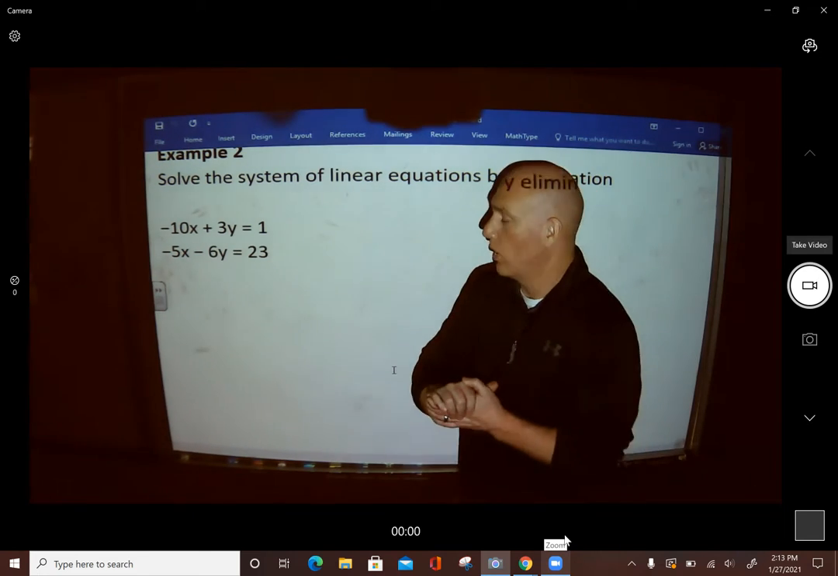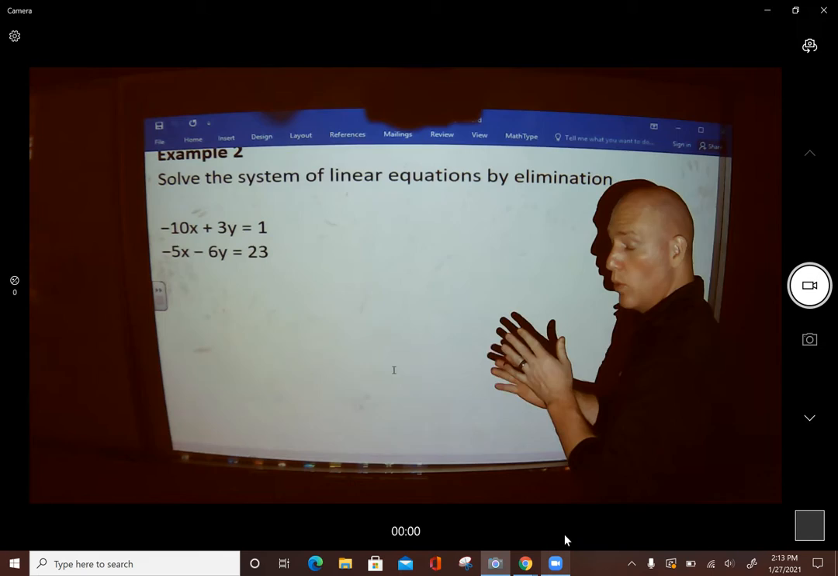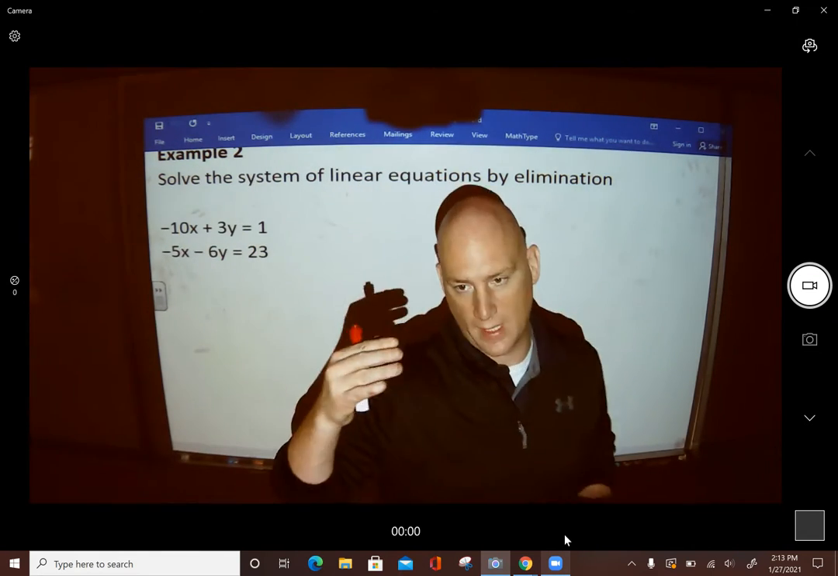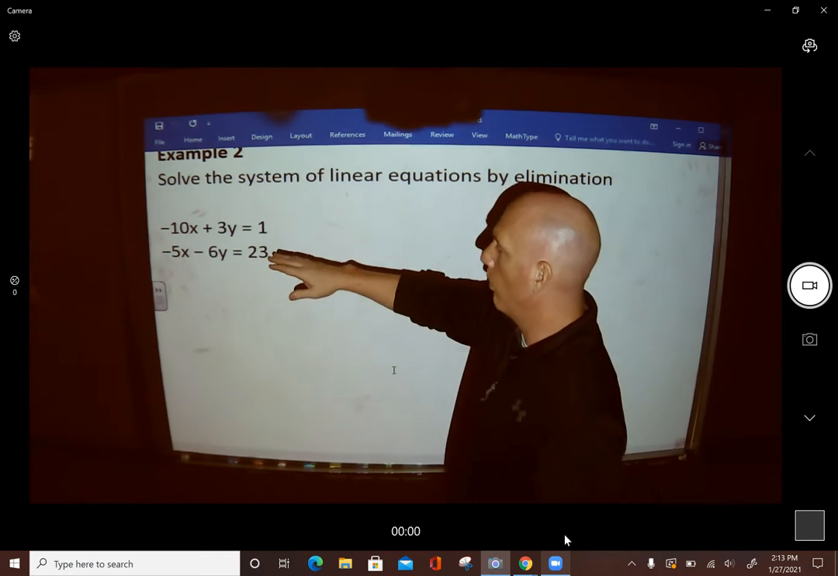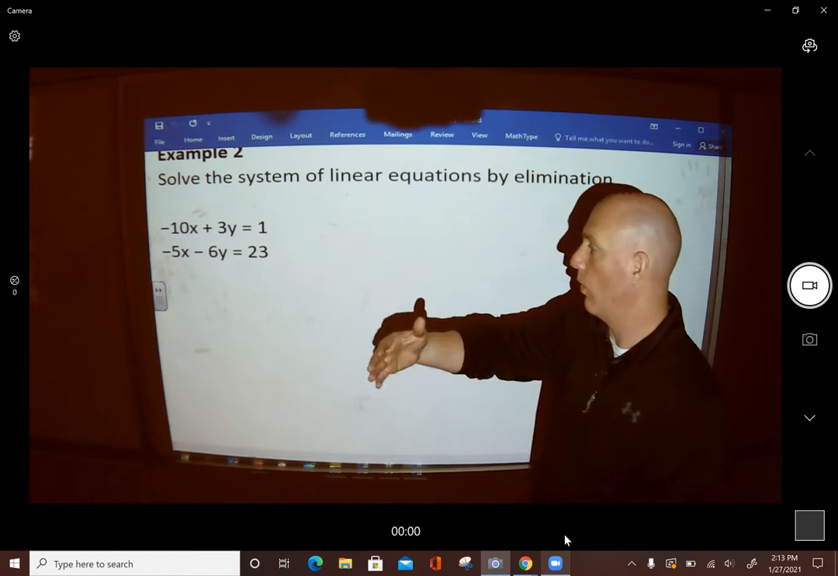Hey guys, so this is going to be example 2 for 5.3. Now this one's a little bit different. So when you're using your rules to explain how to do it, make sure you're looking at the 5 steps on how to do this. But what we're going to do is we need to create opposite coefficients.